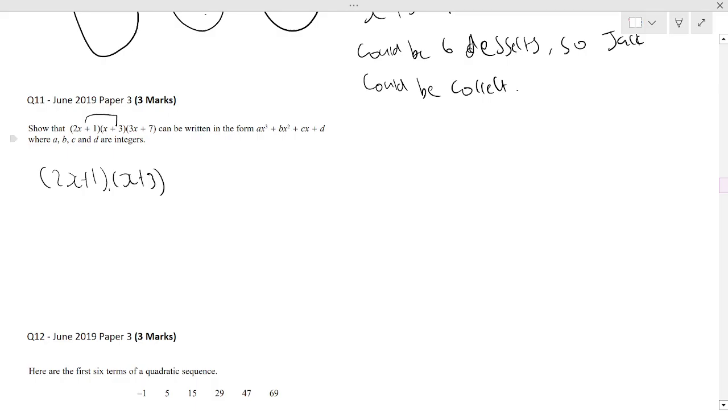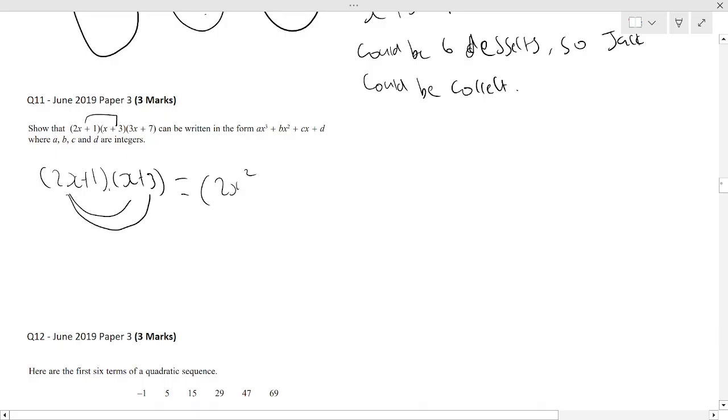So let's do the first double bracket, right? So this you should expand in normal methods. I don't know if you use FOIL or whatever, but that would be 2x times x, which should be 2x squared. And then 2x times 3, which should be 6x. Then you had 1 times x, which would be just x. And then you have 1 times 3, which should be add 3. Okay, we can simplify this, can't we? So that'd be 2x squared, add 7x, add 3. And then this gets times with the other bracket of 3x plus 7.